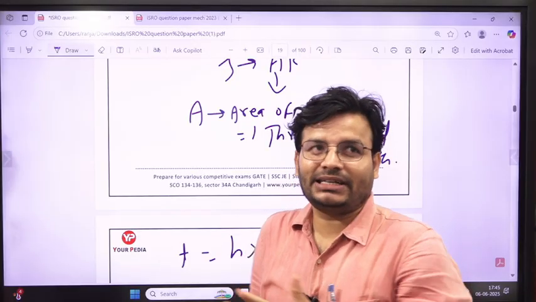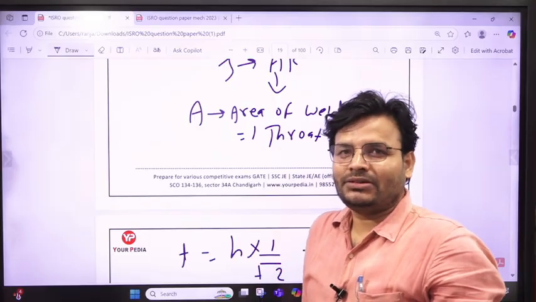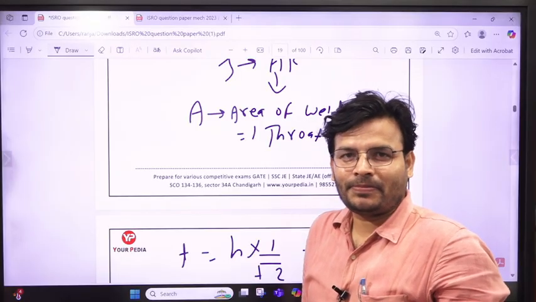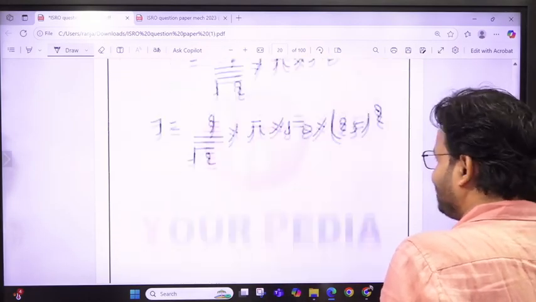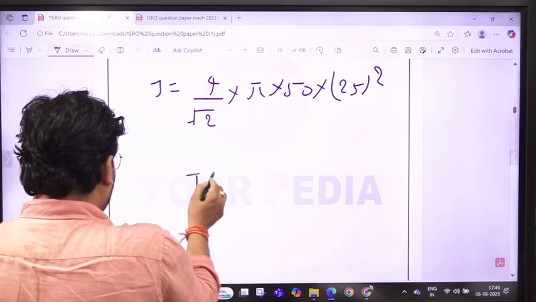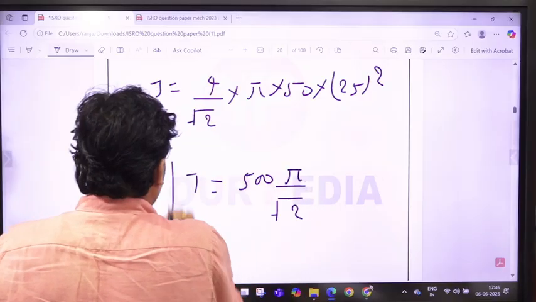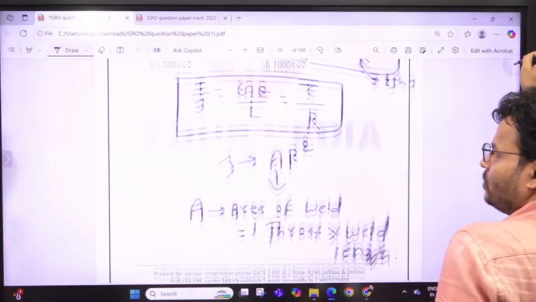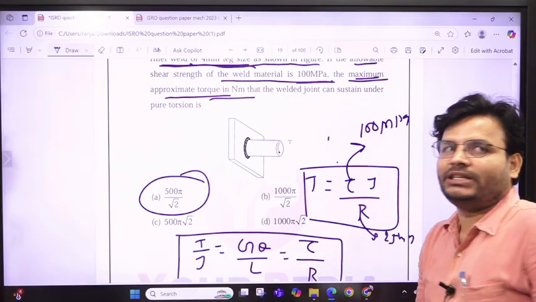Otherwise my dear friends, you will get stuck like that. Yes, I know that is a complicated calculation, but you have to do it. How many questions can we leave for the calculations? If you want to be selected, you have to do something different. So do that. I have made all the calculations, and by solving that, it is coming out to be 500 pi upon root 2, by putting all that data. So 500 pi upon root 2 will be the right answer.